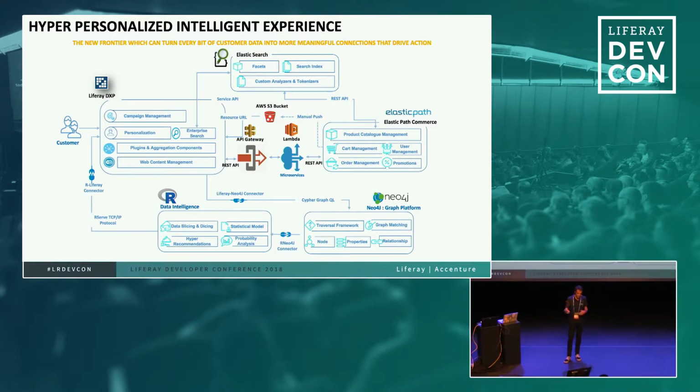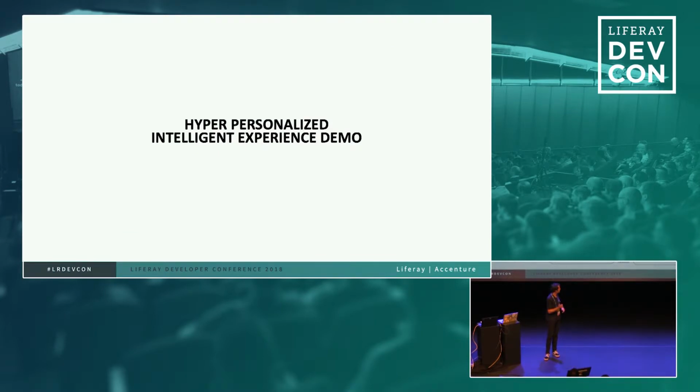So as I told you, Elastic Path is for product catalog and management, and Liferay is for campaign management, for web content, for pushing all the content to the users. And on the bottom part, these two important things. For the data intelligence, R is used for data slicing, recommendations, the statistical models, and the probability analysis. So all the crunching is done on this side, and Neo4j is used first to show a graph representation and also for presenting the different connections between the different nodes, as you will see.